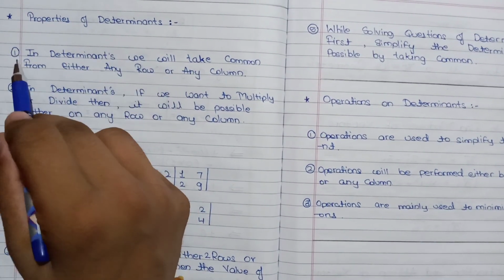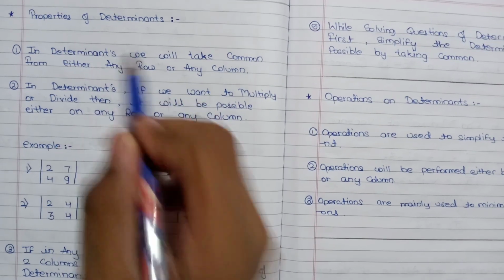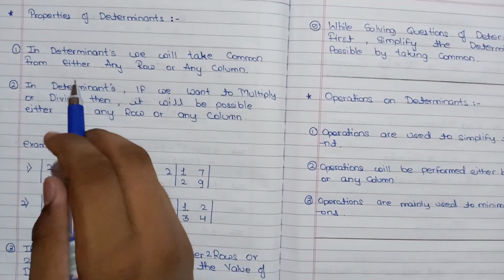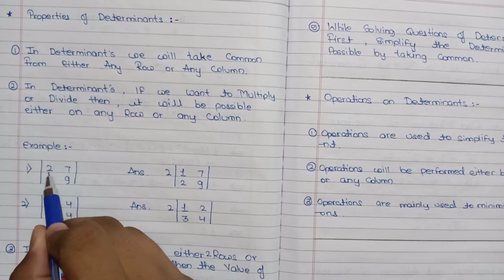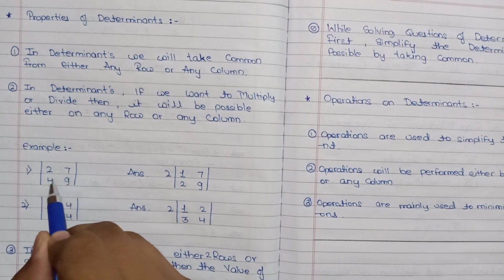So properties. In the first property, in determinants we can take common from either any row or any column. For example, here it is given 2, 7, 4 and 9.